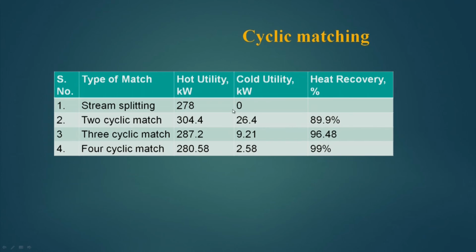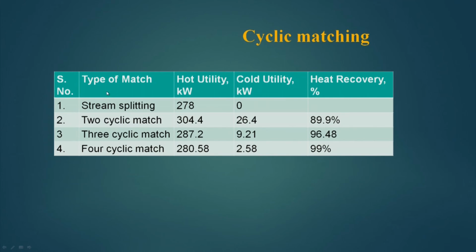So, for the cyclic matching, this conclusion we draw. If I am using a stream splitting, my hot utility requirement is 278 and cold utility requirement 0. If I am using a 2 cyclic match, then this is 304.4 and 26.4 and 89.9% heat recovery. When I use 3 cyclic matching, it has dropped down to 287.2 and this has dropped down to 9.21, and when I use 4 cyclic match, I get 280.58 here and 2.58 and 99% heat recovery.